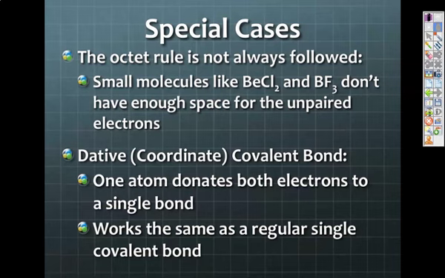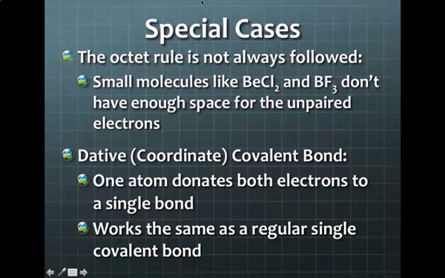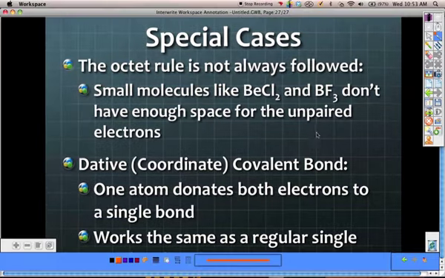And sometimes you'll see it represented with an arrow so that we can see that they're both coming from one atom. So rather than having, let's say, X and Y just like that, sometimes it'll show an arrow where both electrons are coming from X over to the Y. So sometimes you'll see that.